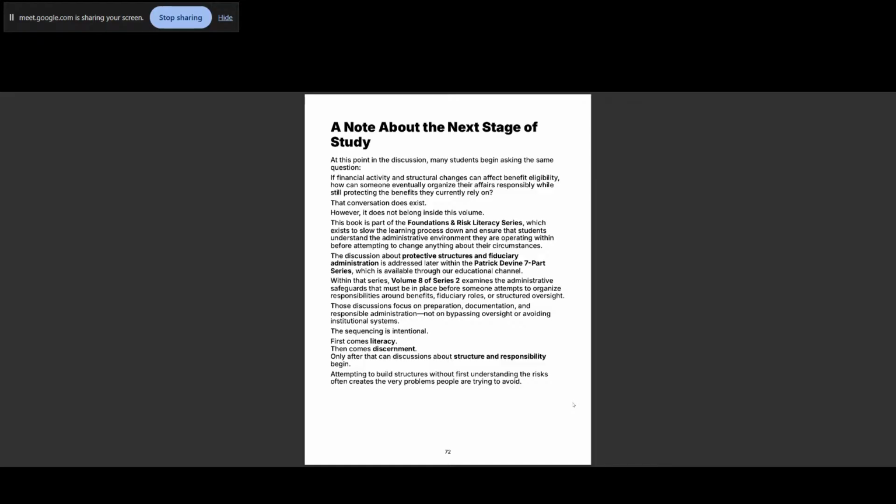The sequencing is intentional. First comes literacy, then comes discernment. Only after that can discussions about structure and responsibility begin. Attempting to build structures without first understanding the risks often creates the very problem people are trying to avoid.